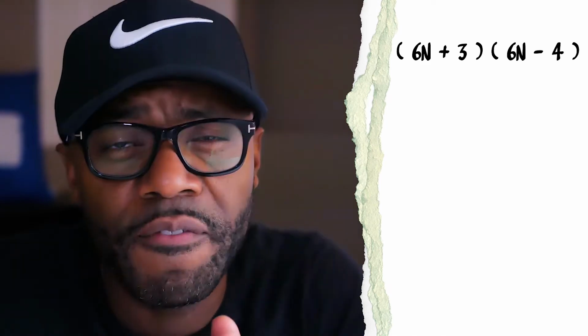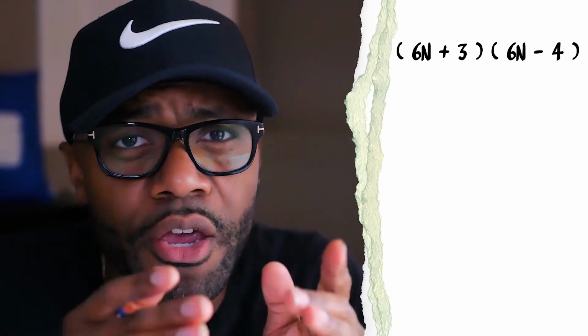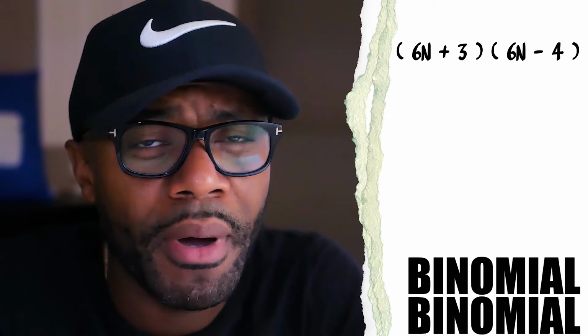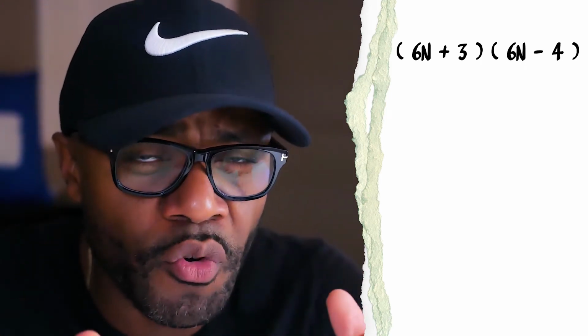So the first problem states 6n plus 3 times 6n minus 4. If you look at this, you can see that there are 2 terms. So this is a binomial by binomial. As with all other problems on this channel, both math or chemistry, we have to first start off with our rules. The rules for multiplying using the box method are quite simple and are essentially only 2.